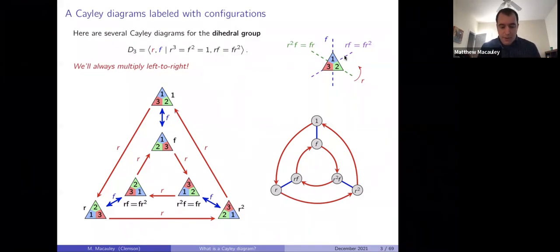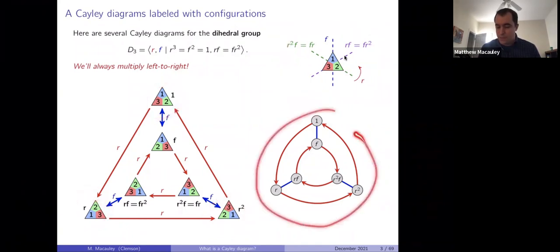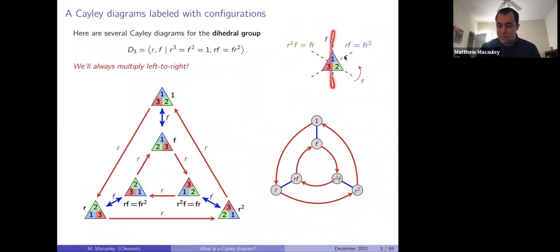So you can label the nodes with configurations. This just gives extra information. And here's a diagram where I've labeled these with the 3 rotations and the 3 reflections, but you can think of the reflections as what they are, as reflections of the triangle about different axes. So again, we always multiply left to right.